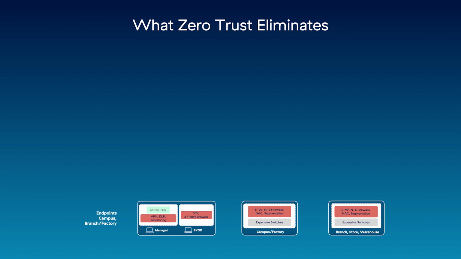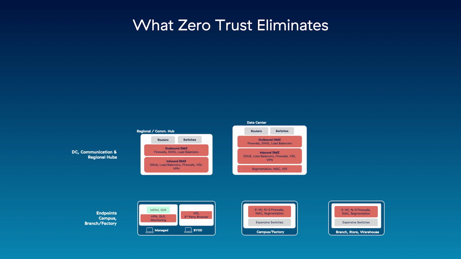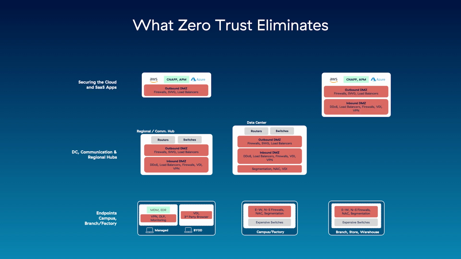Well, let's look at what happens today. Today, your endpoint has a bunch of agents. Then your branches have a bunch of devices: firewalls, north-south, east-west, NAC, segmentation. Then you have a data center with a bunch of these boxes: your DMZ outbound, DMZ inbound, segmentation, NAC, and even VDIs. And many companies have regional hubs. They may be sitting in many locations. They essentially hold DMZ equipment, so traffic goes through them. And then you need to do something to secure your cloud and SaaS environment. There may be some virtual DMZ sitting out there.